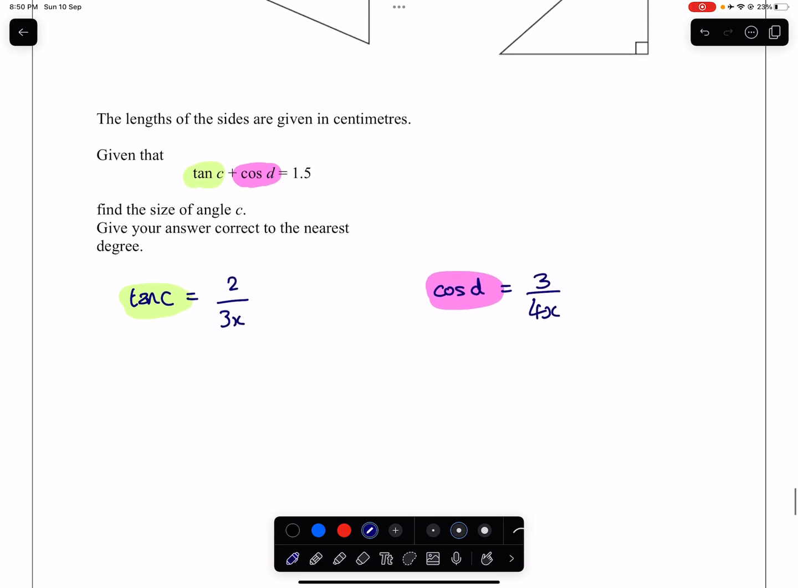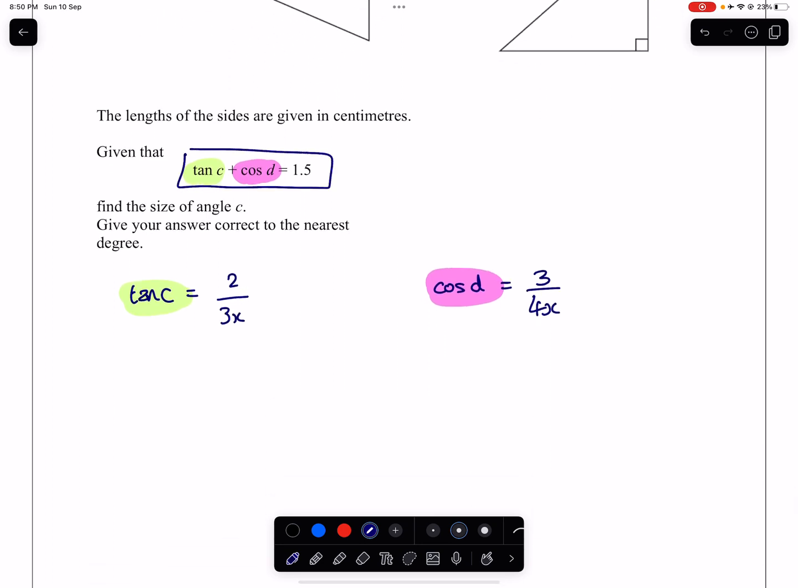And what we do is we take these two fractions and substitute them into this equation, which gives us the following. 2 over 3x plus 3 over 4x equals 1.5. From there, what we have to do is figure out the value of x. And then after that, we're going to go back and actually figure out what the size of angle C is.